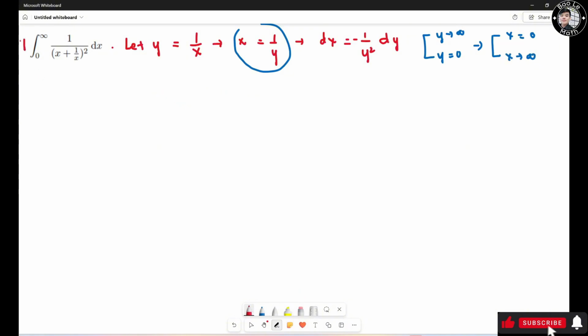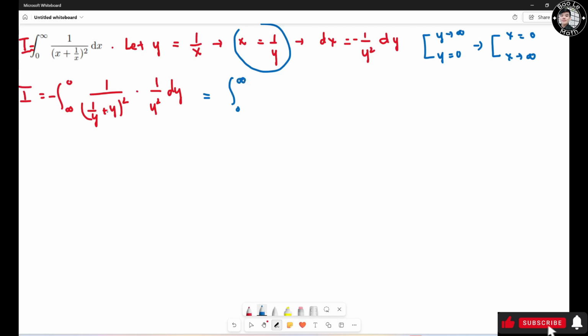Now I'm going to let this one be I. So I becomes the integral from infinity to 0, right? 1 over s equal 1 over y, right? Plus y all together square times 1 over y square dy. Then I put the negative sign in the front, right? Now if I change this one to positive, I need to flip the bounds right here, right? So it could be the integral from 0 to infinity, right?